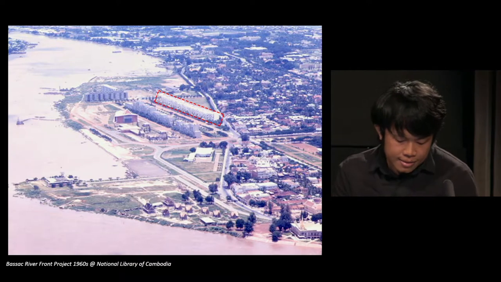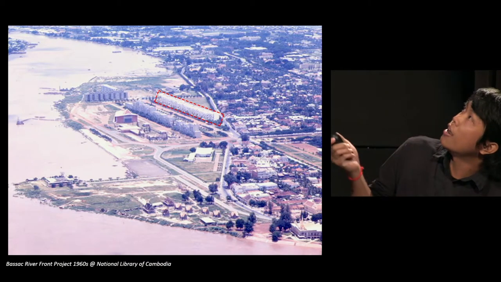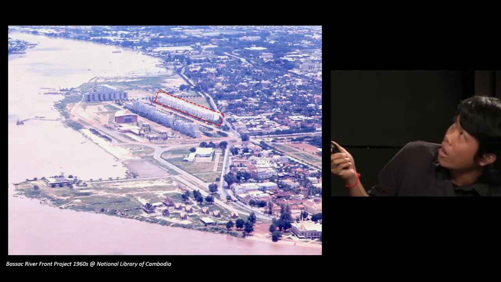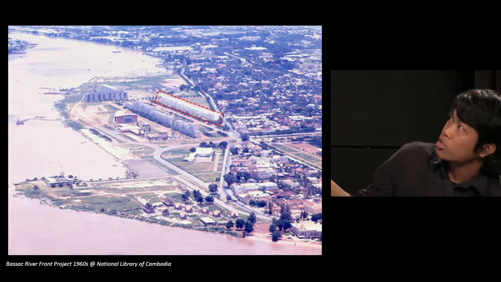The White Building is the last fragment of the Bassac Riverfront Cultural Complex. Inside the red line is the White Building and the whole area we call Bassac Riverfront Complex or Bassac Riverfront Project.